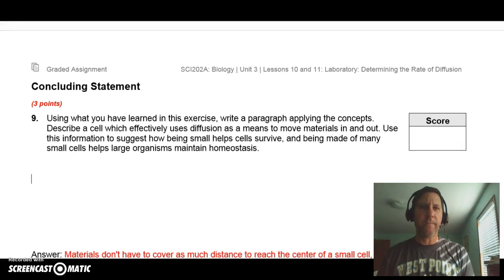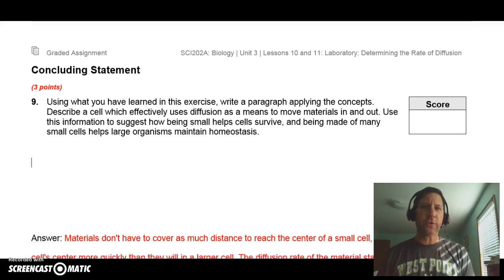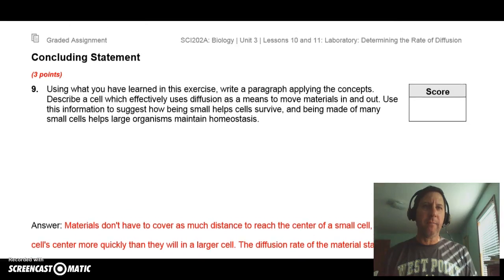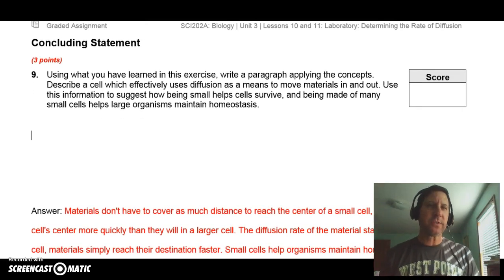Materials do not have to cover as much distance to reach the small cell's center, and will reach it more quickly than in a large cell. So the rate's not changing, but how far it has to cover in a certain amount of time is. The diffusion rate of the material stays the same in a small cell, and materials simply reach the destination, which would be the center of the cell, faster.